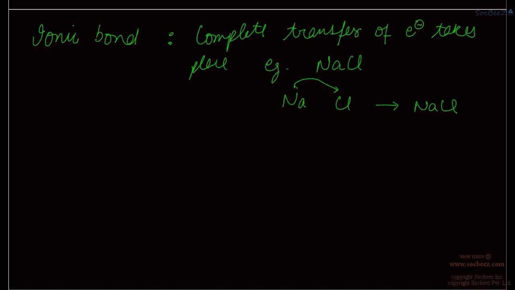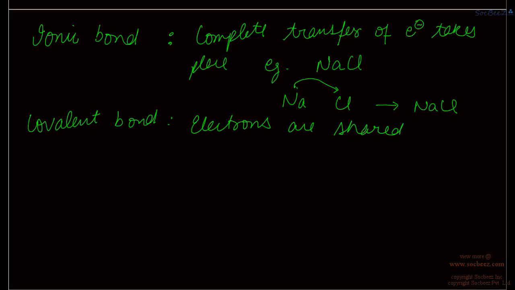So in case of ionic bond, complete transfer of electron takes place, and in case of covalent bond, electrons are shared. For example, in Cl2, electrons are shared in between so that they both can fulfill their quota of 8 electrons and can attain noble gas configuration, and thus they both can be stable.